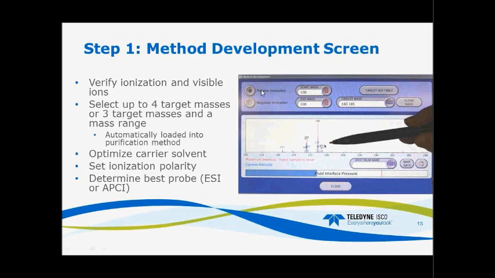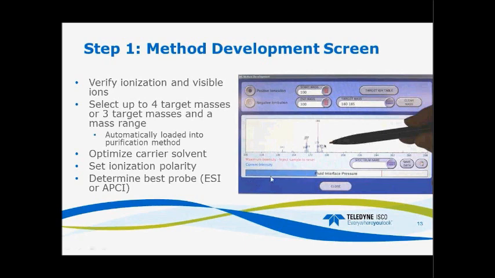I mentioned earlier that you could select between positive and negative ionization. You can make that change here on the screen and re-inject the sample to see how that affects the results. And you can determine the best probe. Simply by going into this screen, you can try the ESI probe. If you don't see your target ion, then you might want to try APCI. It's a simple 5-minute switch over to change the probes. Come back into the method development screen and re-inject your sample.